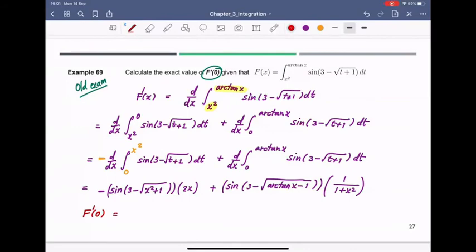So I'm going to plug in that. Excuse me, it's arctan x plus 1, right? Someone said that.